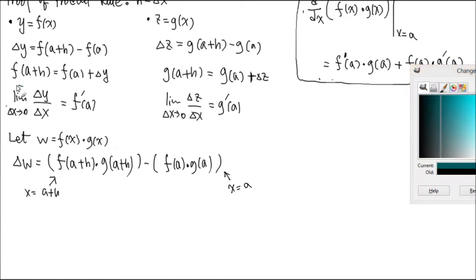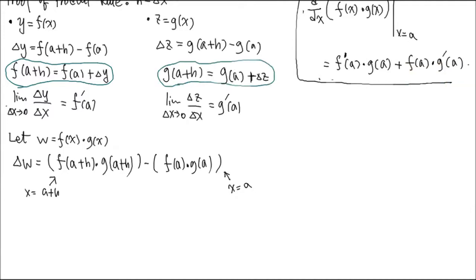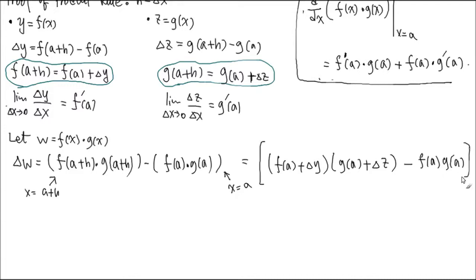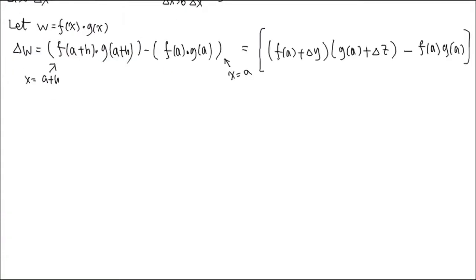How do we break that f of (a + h)? This is how it breaks with this further notation. Make sense? So we substitute the giant thing. What is f of (a + h)? It's f of (a + delta y). Good. How about this one? g of (a + delta z) minus f of a times g of a. That's the increment of delta w around a.